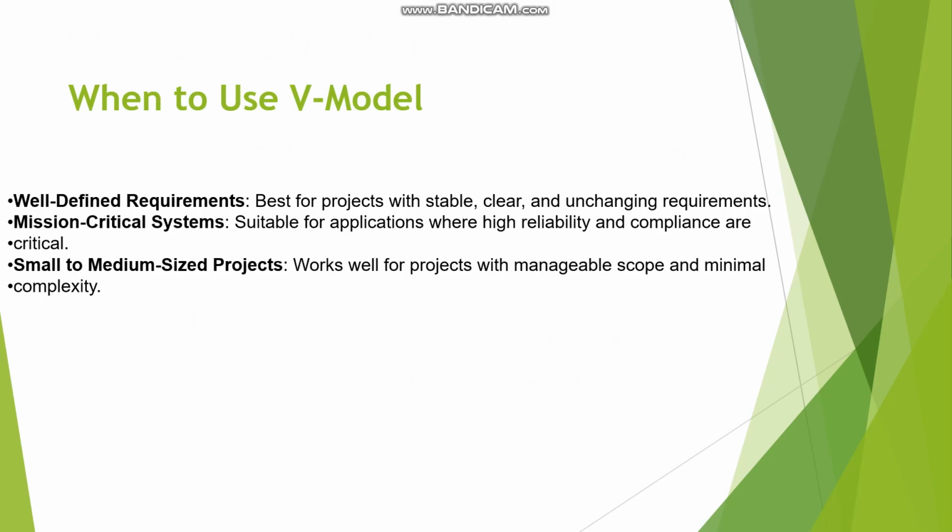When to use this V model? Well defined requirements: best for projects with stable, clear, and unchanging requirements. Mission critical systems: suitable for applications where high reliability and compliance are critical. Small to medium sized projects: works well for projects with manageable scope and minimal complexity. This is about the V model.